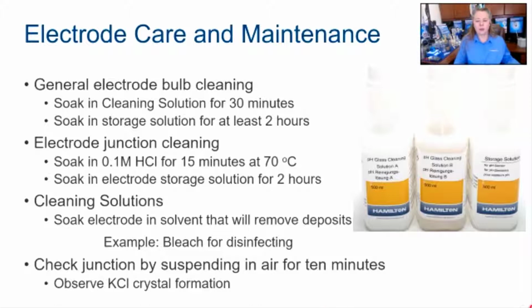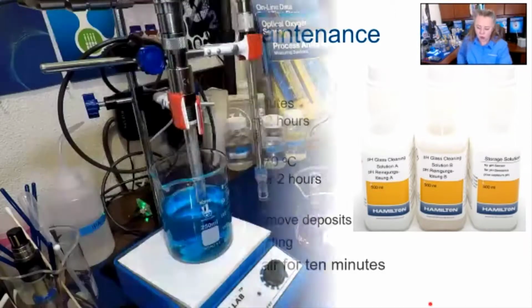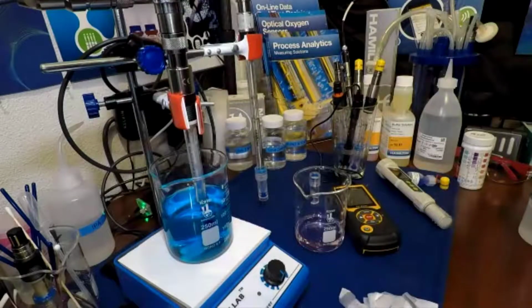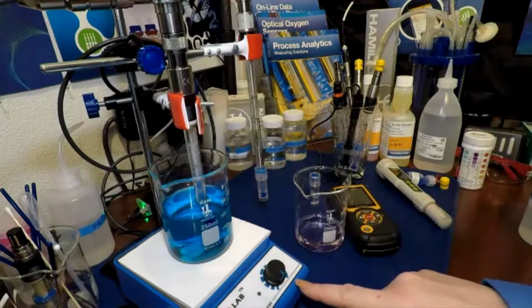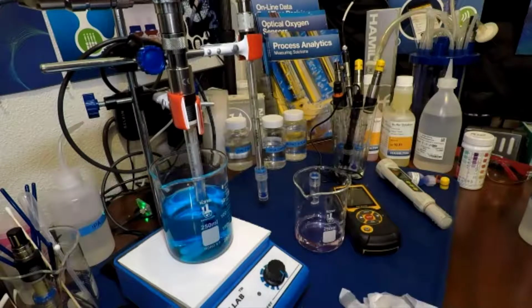So how do you measure properly? What is the best way in the world to take a calibration measurement or a sample measurement? Well, first, you should have a stirring plate. You never want to measure pH if you're not consistently stirring, okay?